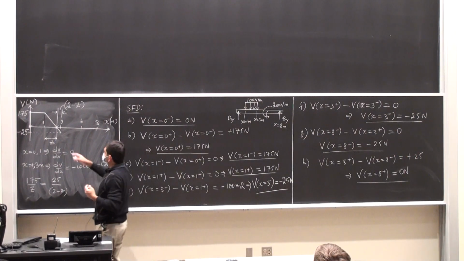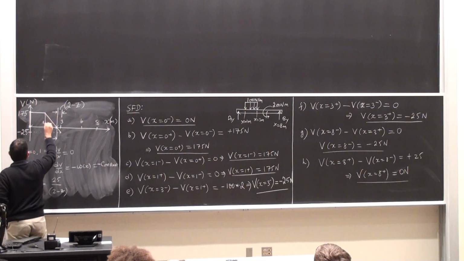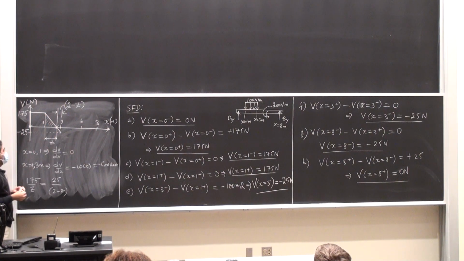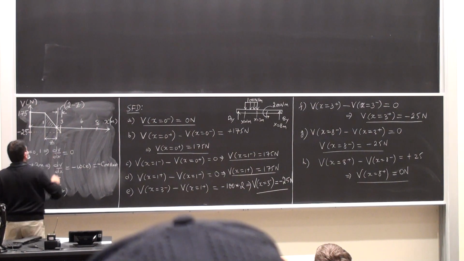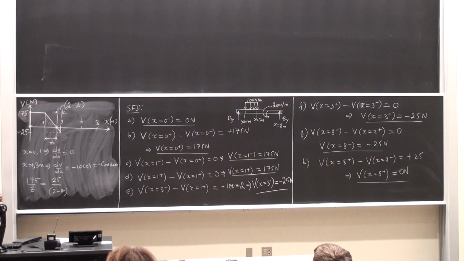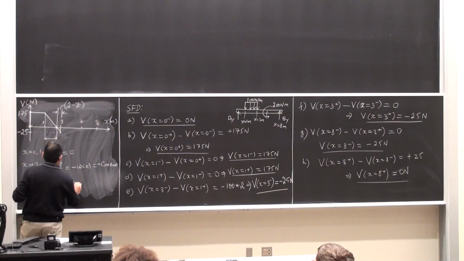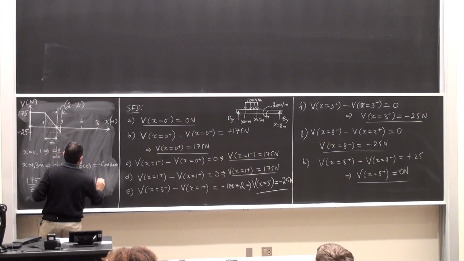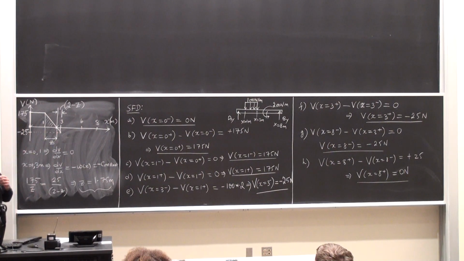I solve for that using the idea of similar triangles. I have one triangle here. And then I have the other triangle here. I look at the idea of similar triangles and then I calculate z. So z will be 1.75 meters. This is the point of zero crossing.